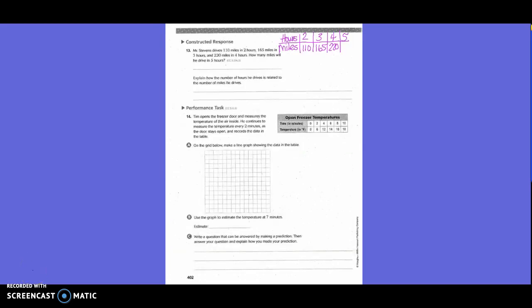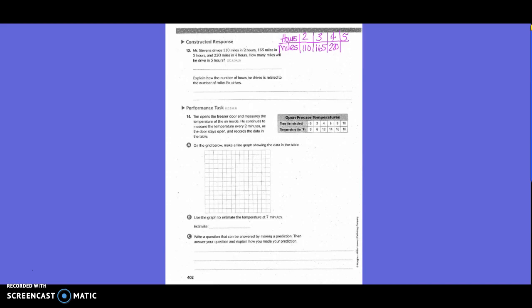Constructed response. Mr. Stevens drives 110 miles in 2 hours, 165 miles in 3 hours, and 220 miles in 4 hours. How many miles will he drive in 5 hours? So we went ahead and we already set up our chart. So we have hours to miles: 2 hours, they drove 110 miles, 3 hours, they drove 165, 4, 220, and then 5, we need to figure that out.